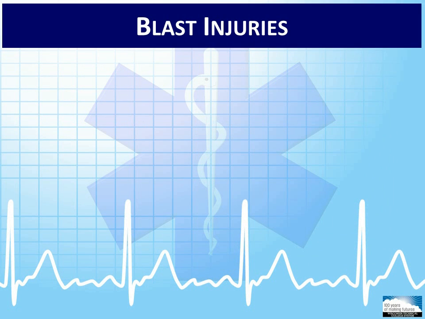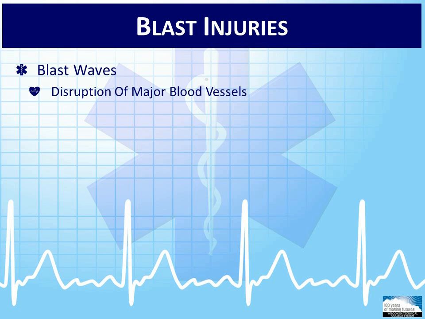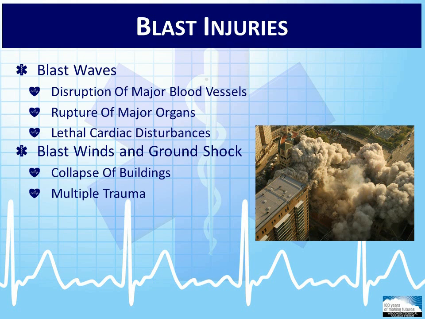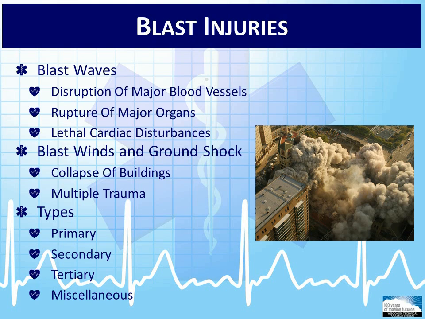Blast injuries resulting from explosions can be rather nasty as multiple mechanisms are commonly involved. Blast waves can cause disruption of major blood vessels in the body, rupture of major organs, and lethal cardiac disturbances. Blast winds and ground shock can contain enough force to collapse buildings. These same forces exerted on a human body can produce very lethal results. There are 4 different types of blast injuries: primary, secondary, tertiary, and miscellaneous.